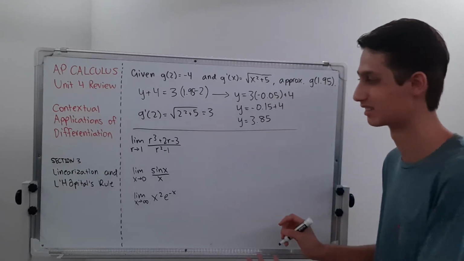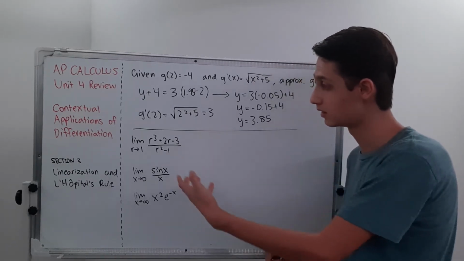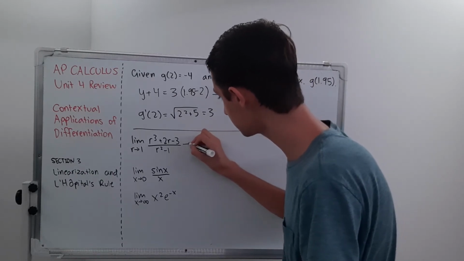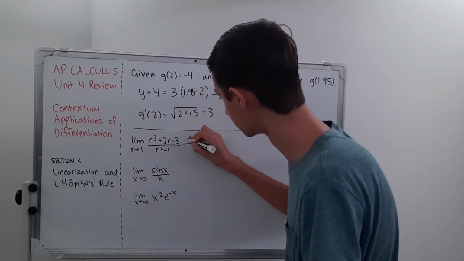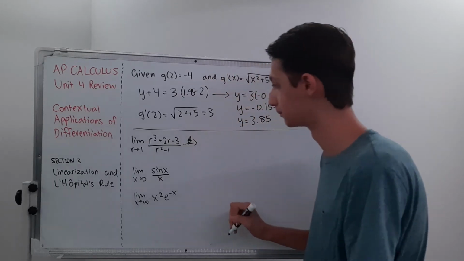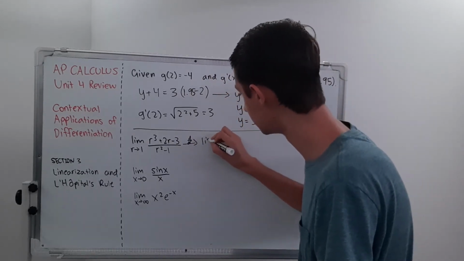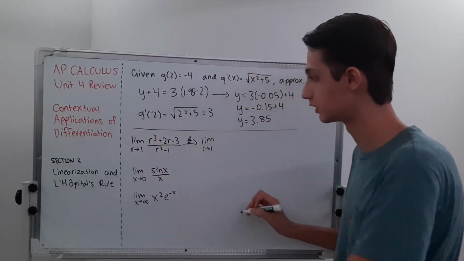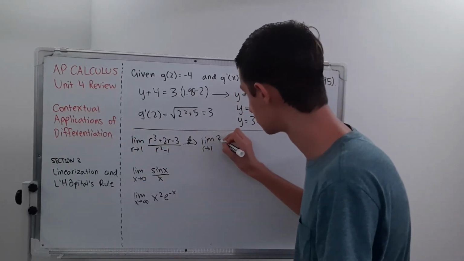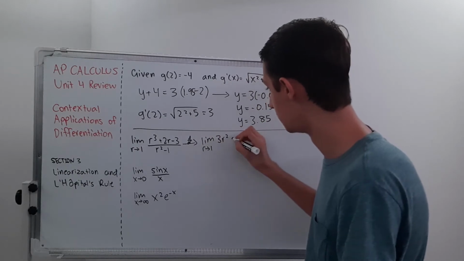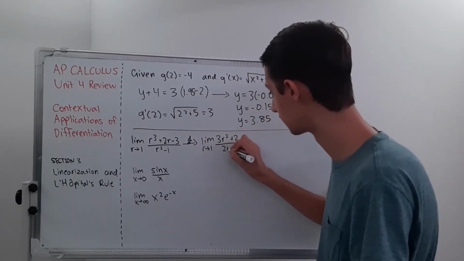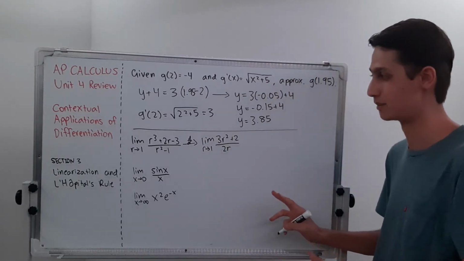We can't have that as a limit. So if we take the derivative of this, what I like to do is put a little d/dr. This is going to be equal to the limit as r approaches 1 of, we just take the derivative of the top, which is 3r squared plus 2, over the derivative of the bottom, which is 2r. What the heck just happened?